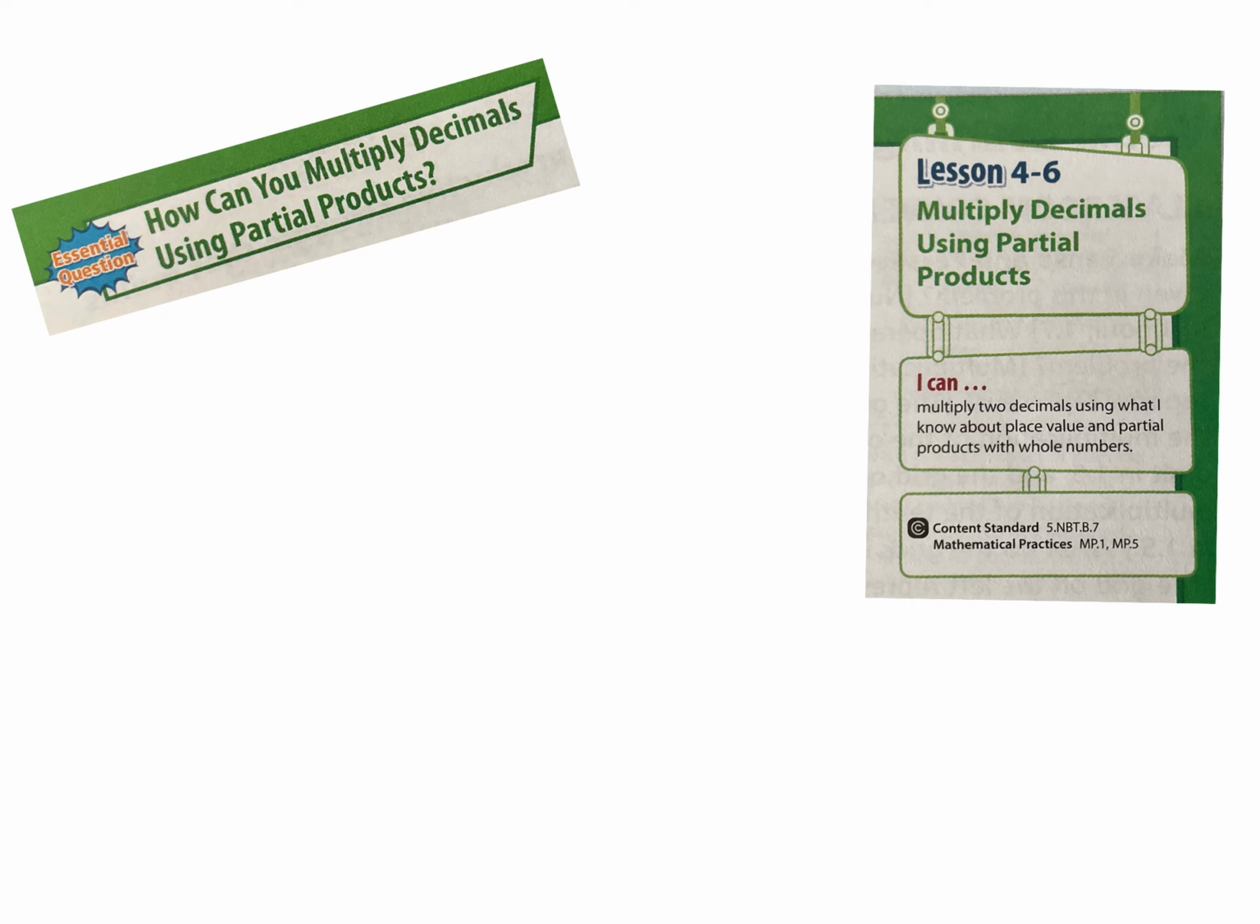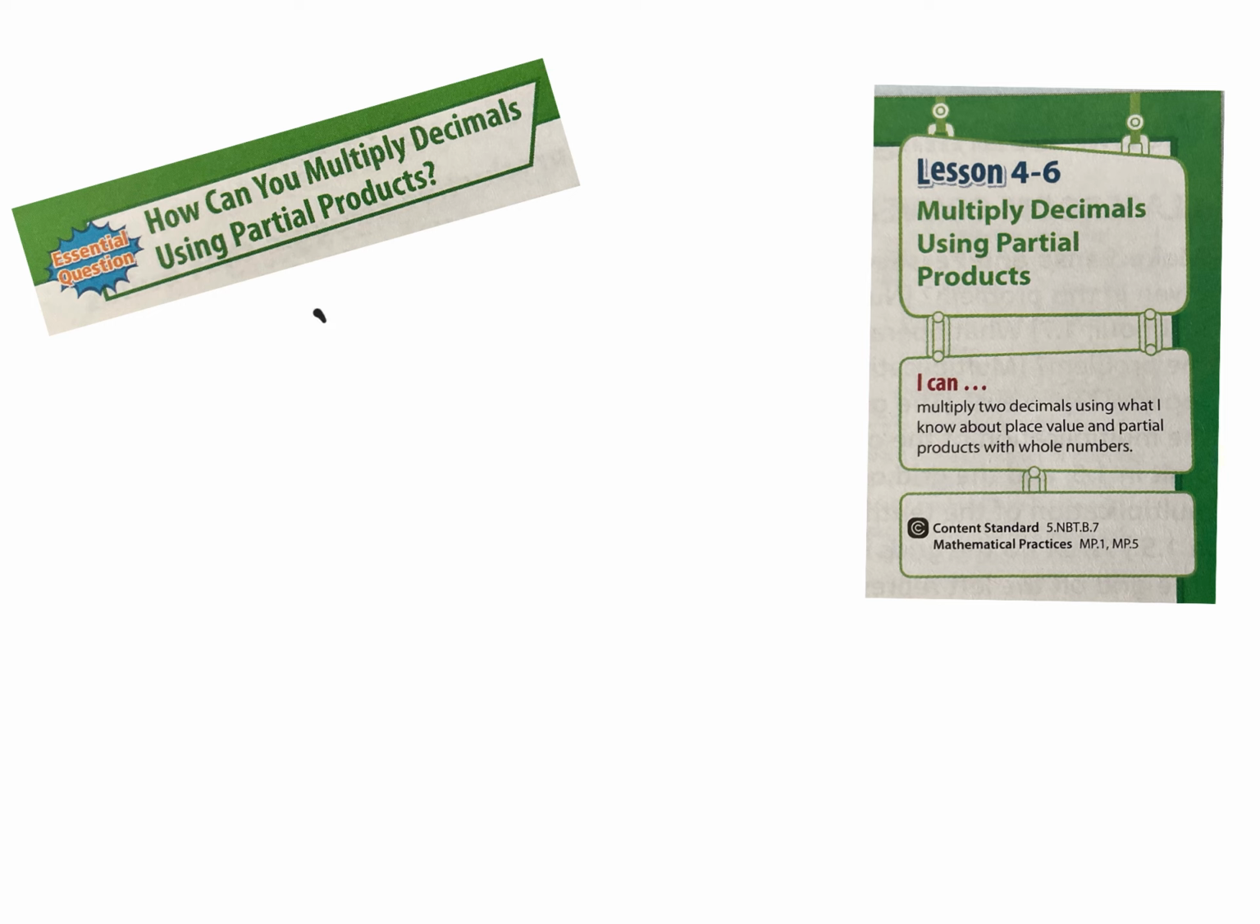Hello, fifth graders. Today we are looking at 4-6, multiply decimals using partial products. I can multiply two decimals using what I know about place value and partial products with whole numbers. So today, really what we're gonna do is just some additional practice with what we've been working on with decimals and multiplication. Let's jump right into it.